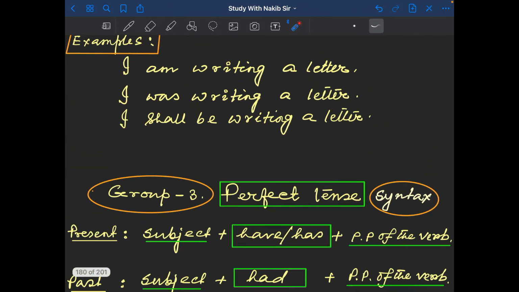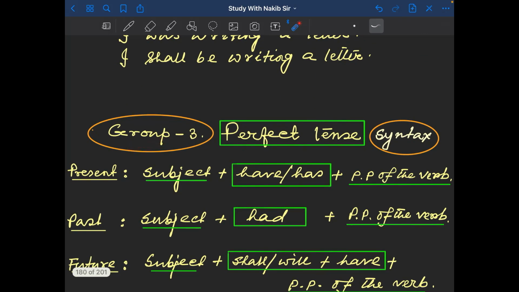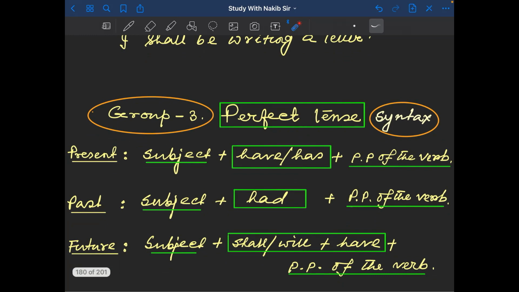Now we'll go to the third group, group 3. This is the group of the perfect tenses in English. See the syntax first. Syntax means structure, you have already learned. See, present perfect tense, subject; past, subject; future, subject. So subject is everywhere, no need of remembering this. Okay, now see the verb structures or verb forms.